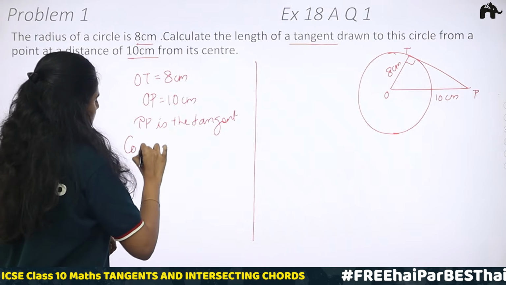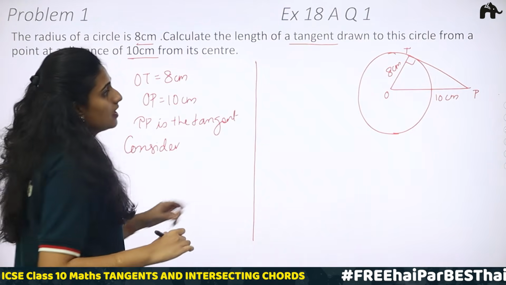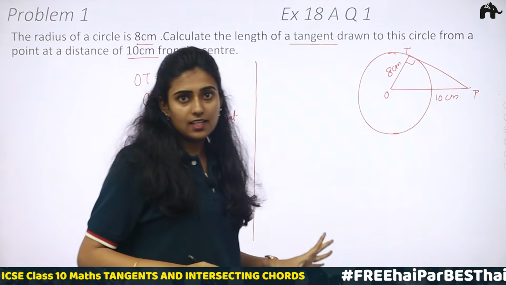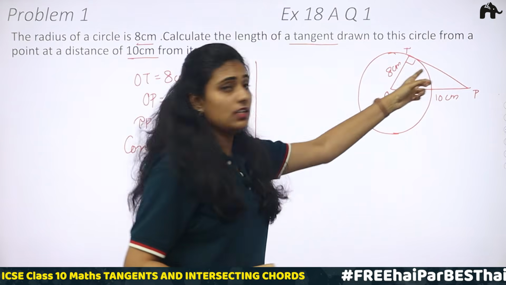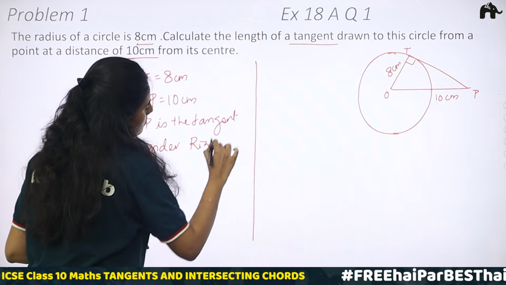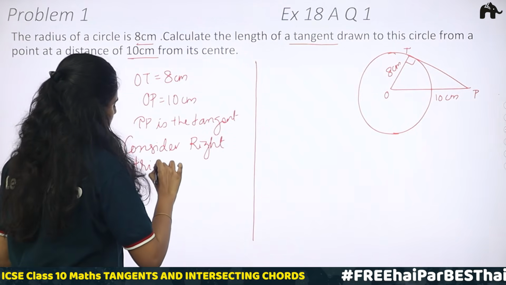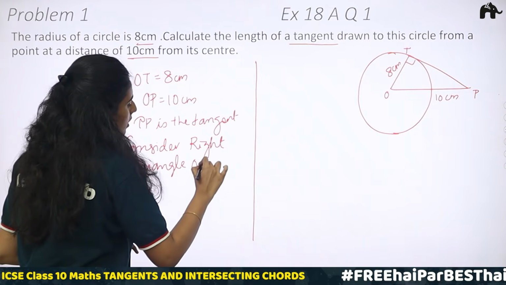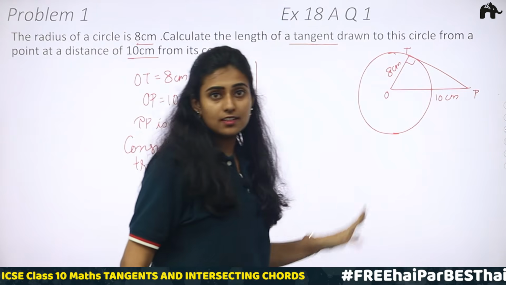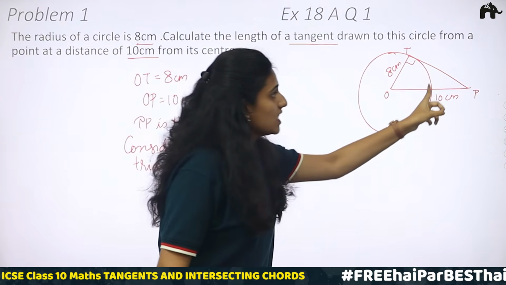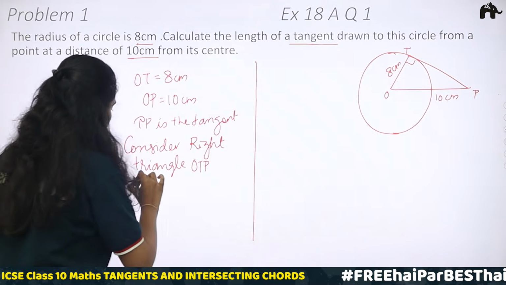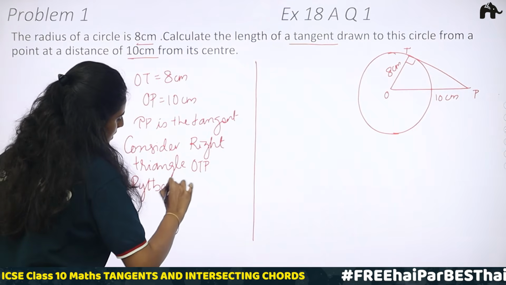Now consider the triangle OTP. This triangle OTP is a right triangle, as we have an angle equal to 90 degrees. Consider right triangle OTP. In this right triangle OTP, OP is the hypotenuse. The side which comes opposite to the right angle is the hypotenuse. Now, we can apply the Pythagoras theorem.